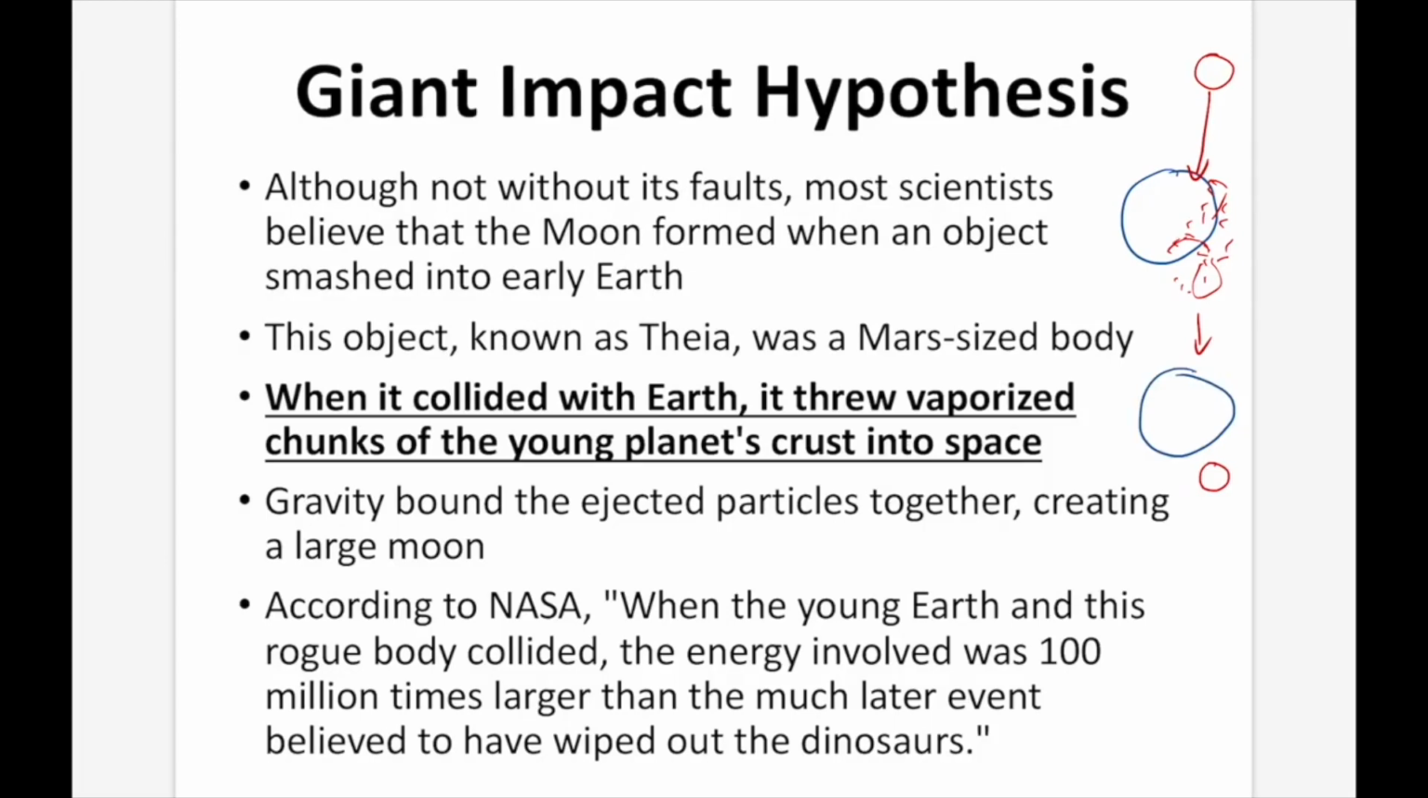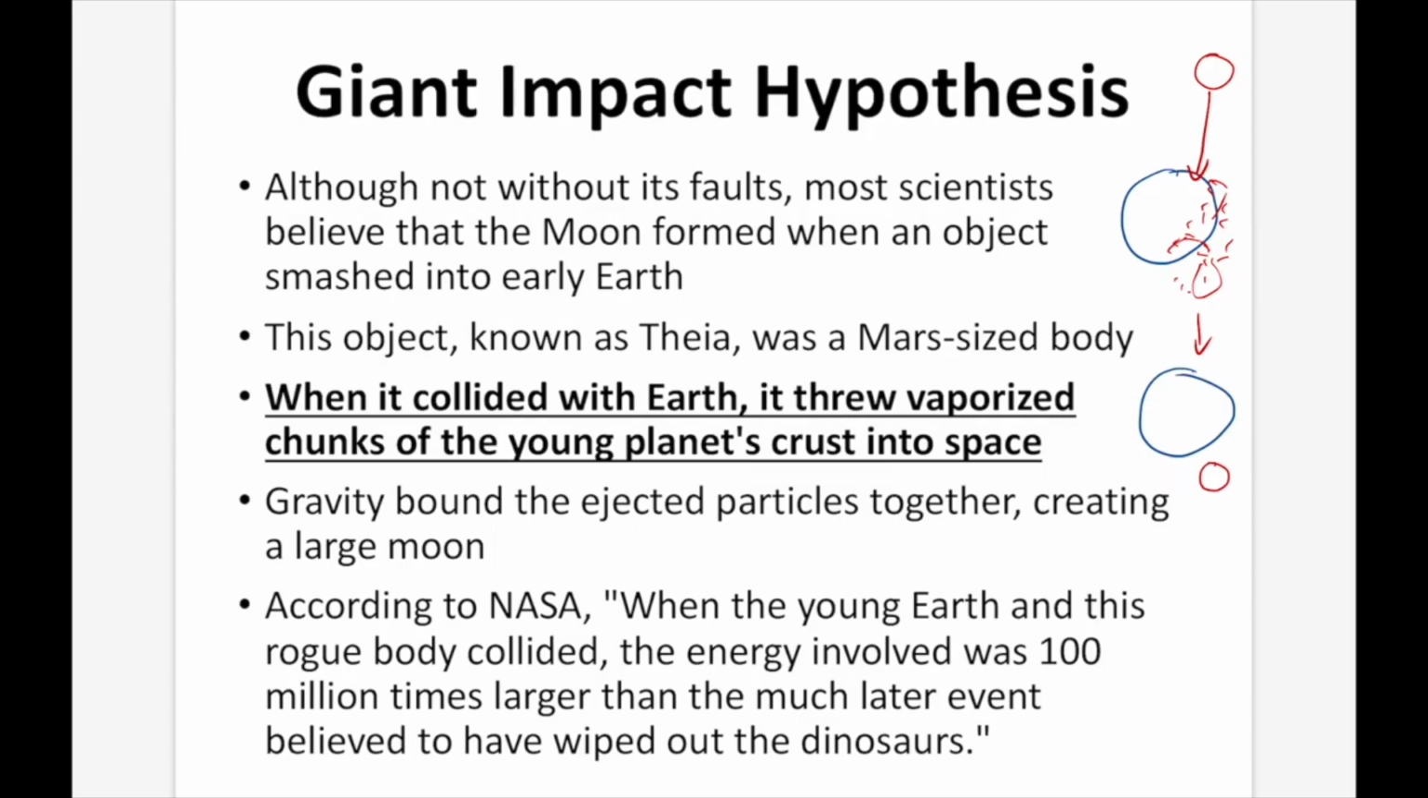And according to NASA, when the young Earth and this rogue body collided, the energy involved was 100 million times larger than the much later event that was believed to wipe out the dinosaurs, the asteroid impact. So it was a huge explosion. It would have decimated both objects. Eventually, the Earth repaired itself, and the debris from Earth and this Theia object came together to form the moon.